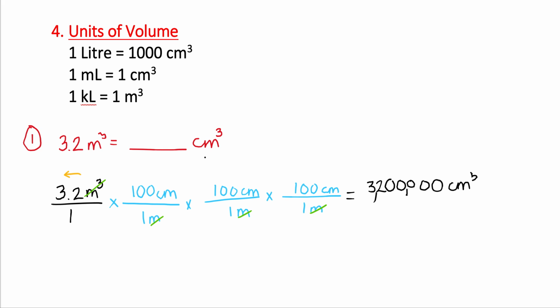Wonderful. So that's my answer up to this point. But that number makes no sense. When are you going to see something that says 3,200,000 cube centimeters? So let's convert this one into liters. How many liters are this one?